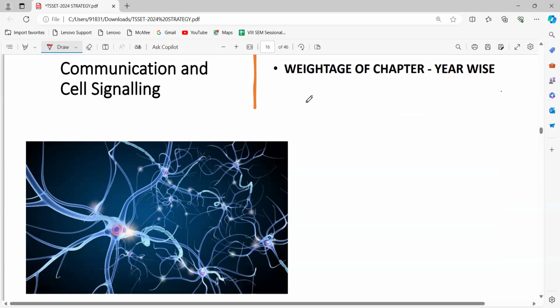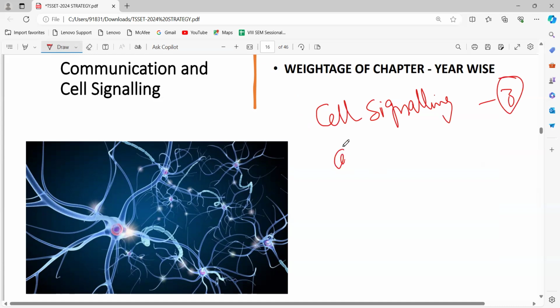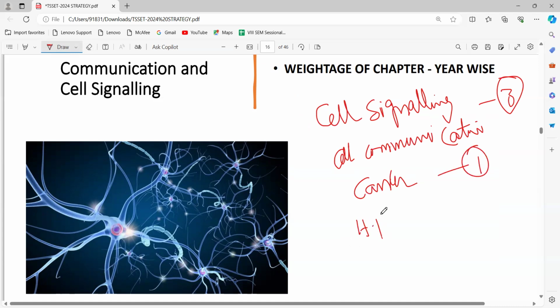Why is it difficult? Here, the topics include cell signaling. In the 2023 question paper, only from cell signaling, surprisingly, we got 3 questions. Cell communication, we did not get any question in the 2023 paper, but we got one in 2022. Then cancer, again we got 1 question. Then host-pathogen interactions, this is the subunit, and we got 1 question.